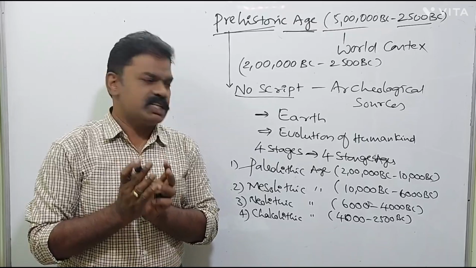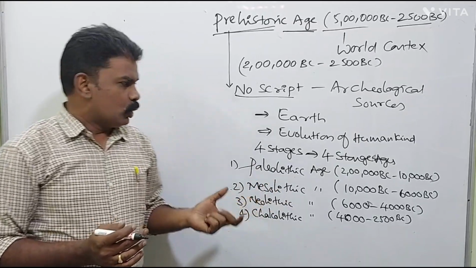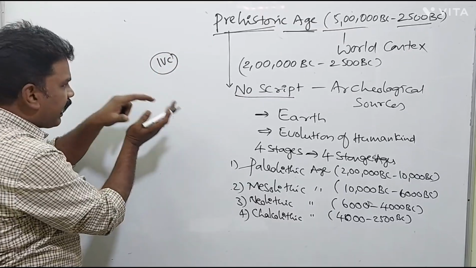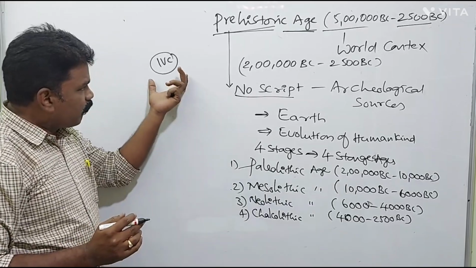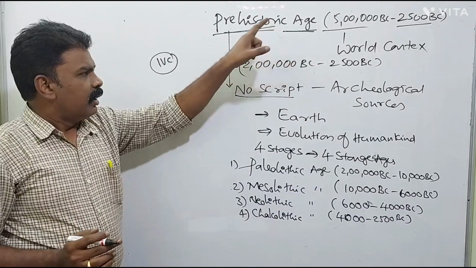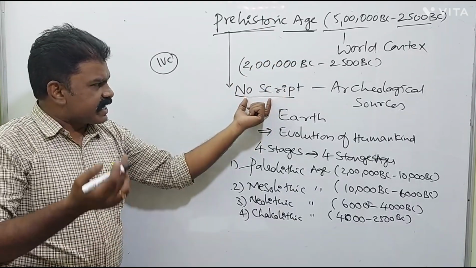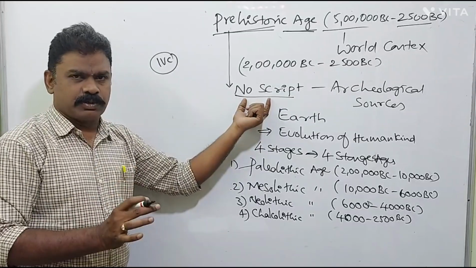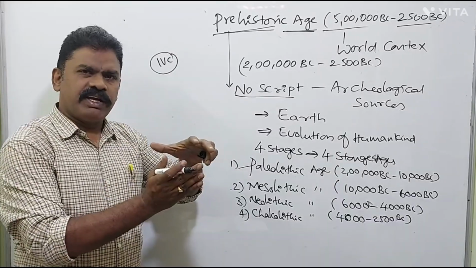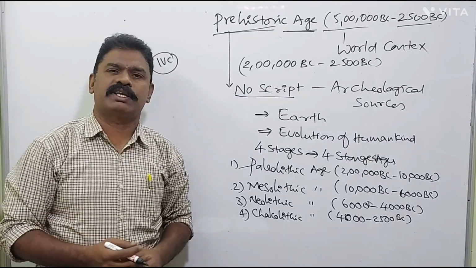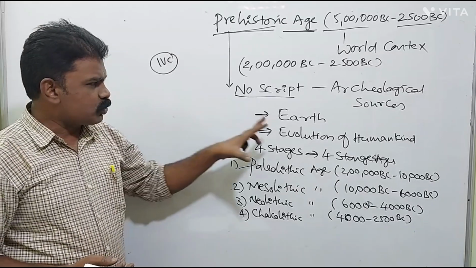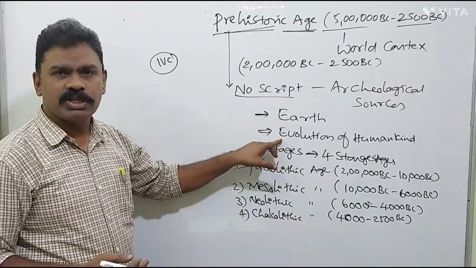During the time of the Indus Valley Civilization, the script existed. So the period before the Indus Valley Civilization in India comes under the prehistoric age. That is taken based on the script. We discussed in the last video that history is divided based on the script into the prehistoric age, the proto-historic age and the historic age. In that, the first stage we are going to discuss. Here, first we will discuss the evolution of the earth and the evolution of humankind.